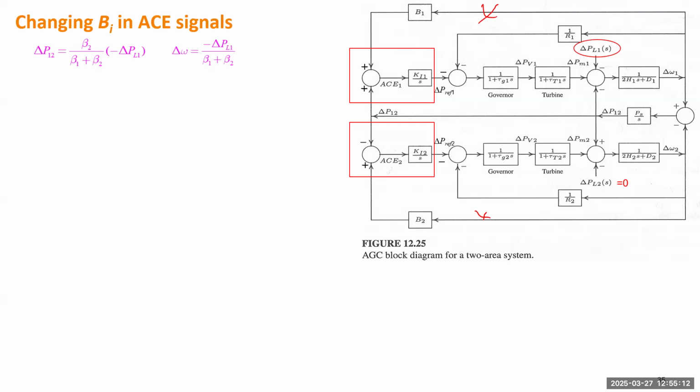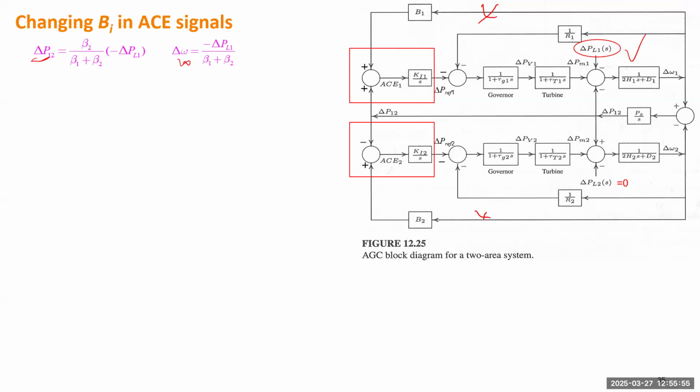If there's any change on the load, delta PL1 for instance, that will cause the tie line flow change, which is delta P12, and also frequency change, delta omega. Those two values depend on beta 1 and beta 2. Do you remember how beta 1 is calculated? Basically it's 1 over R plus D. Beta 1 will be 1 over D1 plus 1 over R1 plus D1. Beta 2 will be 1 over R2 plus D2.